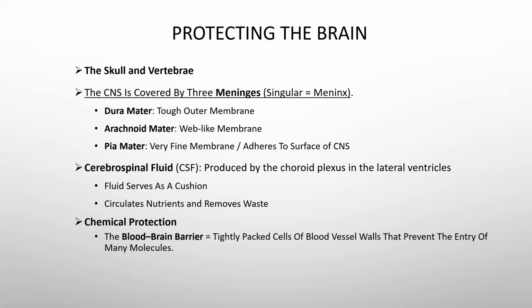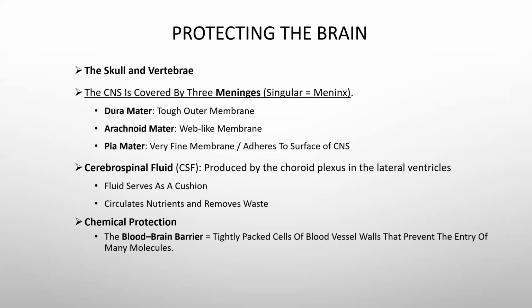All right, so let's talk about some of the major structures of the brain, starting with the protection of the brain. We already discussed that the central nervous system is the brain and the spinal cord. So the brain and the spinal cord are protected by the skull and the vertebrae, first and foremost, okay? And then the CNS is covered by three meninges. You have the dura mater, the arachnoid mater, and pia mater.